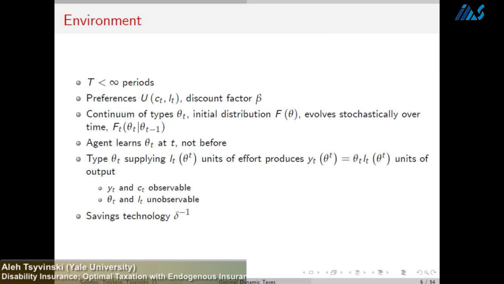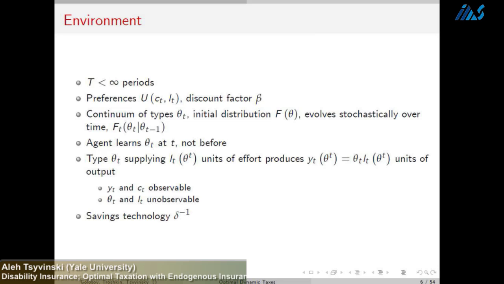All right, so T finite, I can do T infinite. Actually, it's easier in some dimensions. I'm going to have preferences over consumption and labor and discount factor beta. I'm going to have a continuum of types theta t. There's going to be some initial distribution from which they are drawn. I'm going to call it f of theta.